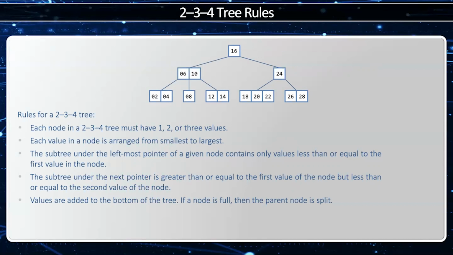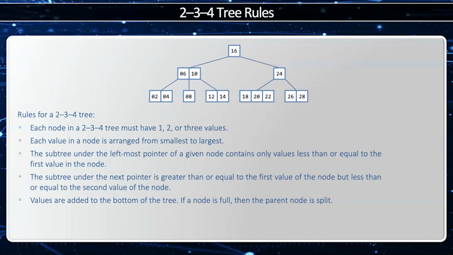Next, a subtree under the next pointer is greater than or equal to the first value of the node, but less than or equal to the next value of the node. In other words, take a look at the node that has 06 and 10. All the nodes to the left of 06 must be smaller than 06 or equal to. All the nodes between 06 and 10 must be between the two, and 8 is. And everything that's to the right of 10 must be greater than 10, and 12 and 14 are.